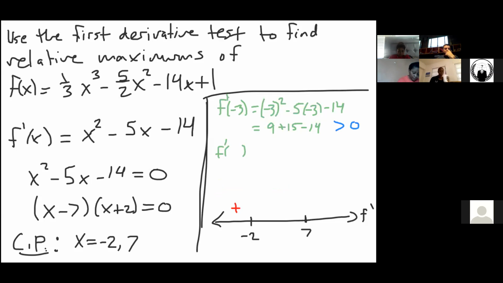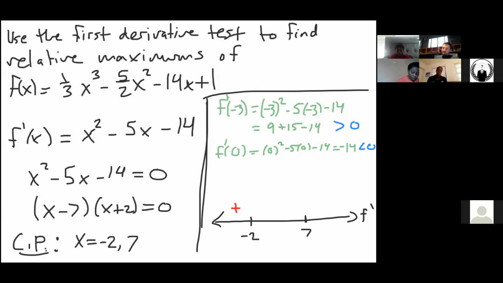0 or -1. Yeah, 0, -1, +1, any of those would work. 0 is the easiest. Because this would be 0 squared minus 5 times 0 minus 14. This would be a -14. And that is what, a positive number or a negative number? Negative number. I see you in chat, Shanice. That's awesome. Yeah, so it's a negative number.